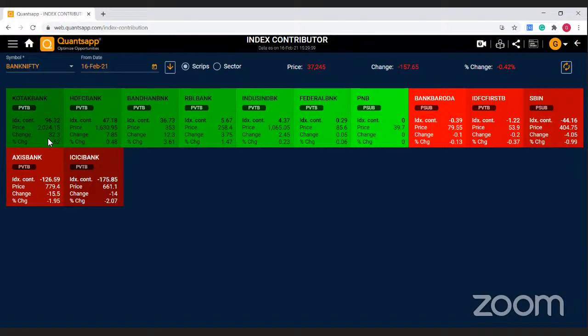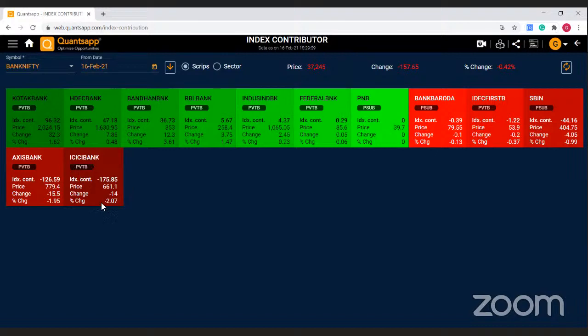And on the upper side, Kotak Bank, you can say there was a change of more than 1.5%, and it has contributed nearly 100 points to the Bank Nifty. So you can see if one particular big company is having an impact on the prices, it can actually take the whole Nifty or the Bank Nifty to their side.